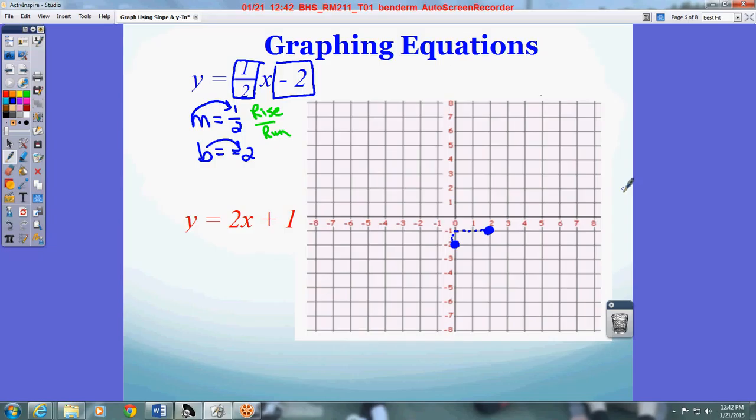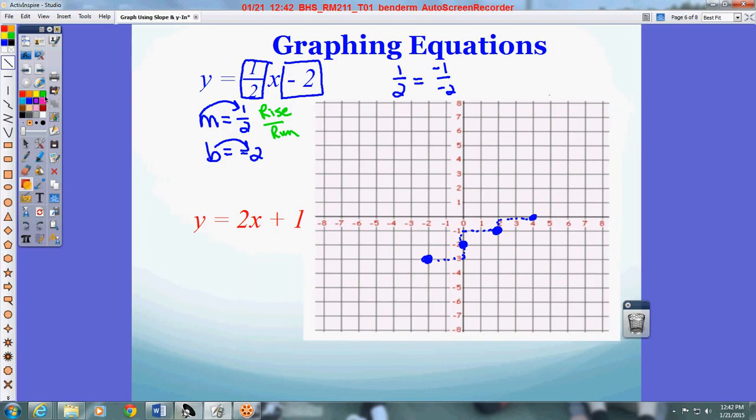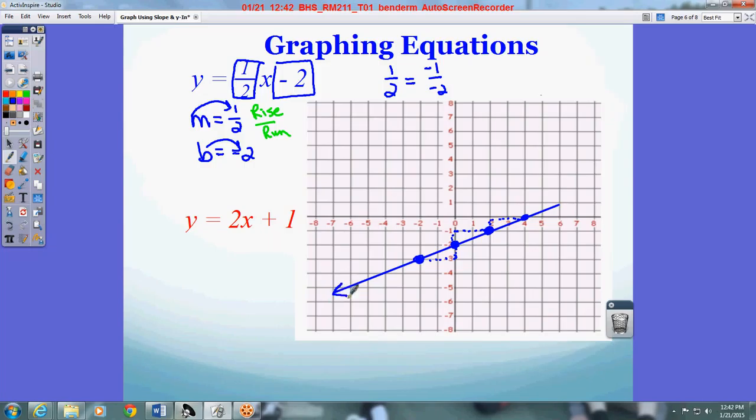Now at this point, I only need 2 little dots to make my line, but I could continue my pattern. So if I go rise 1, run 2, put another little dot. I also can take my pattern and go backwards. So if I switch both of my signs, keeping in mind that 1/2 is the same thing as a negative 1 over negative 2, I could rise negative 1 and run negative 2. And notice how it still falls in that nice straight pattern. And then the best you can, you want to make sure that you go ahead and draw a nice straight line, go all the way through your graph, and then don't forget your arrows at the end.